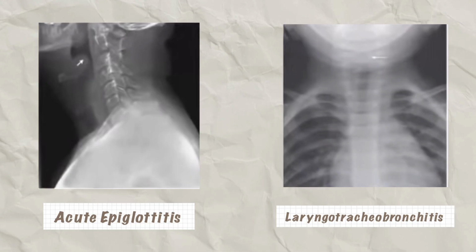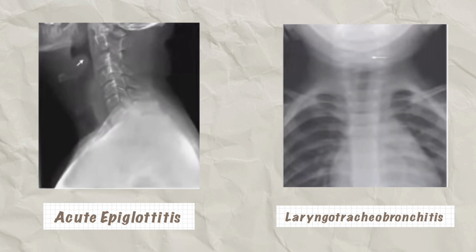IV cefotaxime or ceftriaxone are administered for 7 days. Now let's talk about the X-ray on the right of the screen. This is an X-ray of the neck AP view in a child. There is subglottic narrowing of the trachea producing a steeple sign. The narrowing is symmetrical and involves the upper trachea.